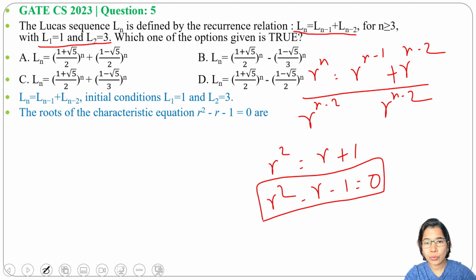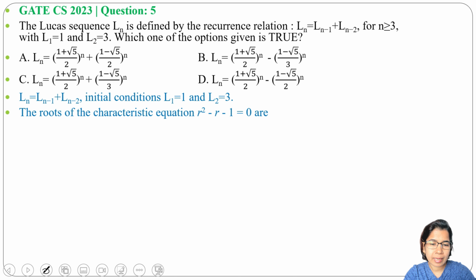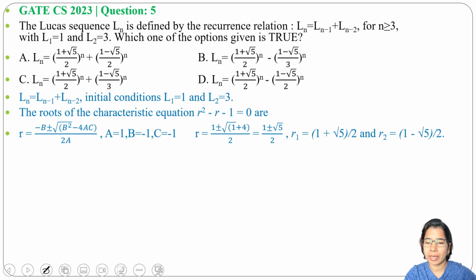Next, we need to find the root of the characteristic equation. So let's check, are there any two numbers whose multiplication is -1 and whose addition is also -1? No, there are no such numbers. So we'll apply the formula: x = (-b ± √(b^2 - 4ac)) / 2a, and here a = 1, b = -1, c = -1. Now substitute all the values in this formula. After substitution, we got (1 ± √5)/2. So r1 = (1 + √5)/2, r2 = (1 - √5)/2.